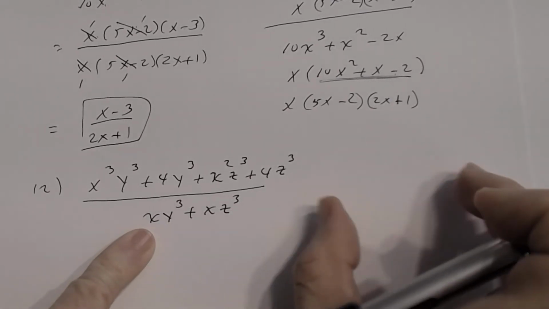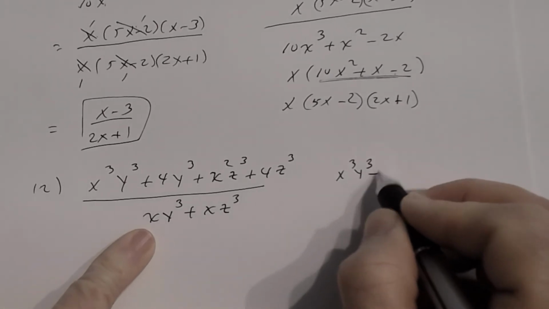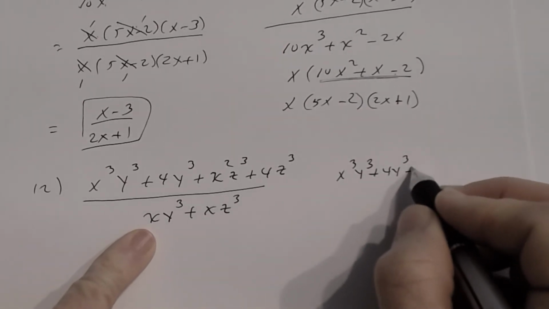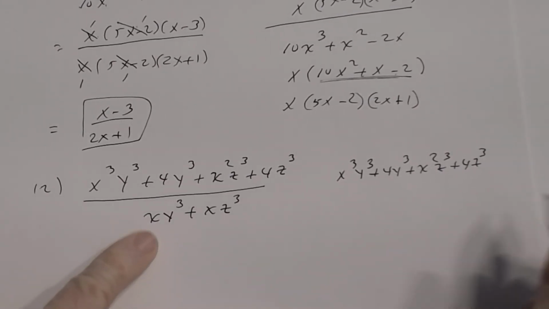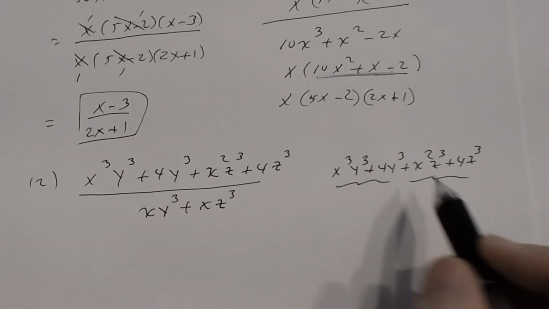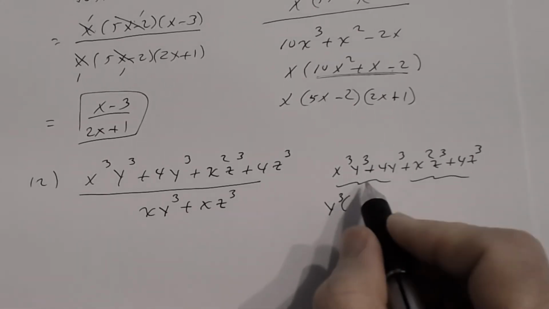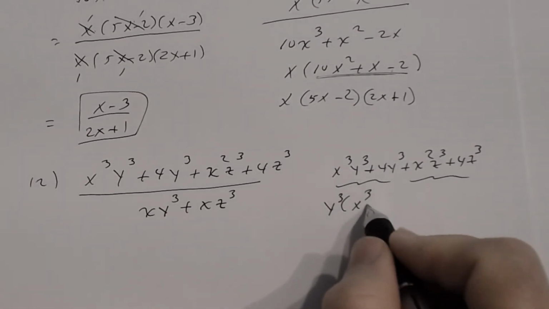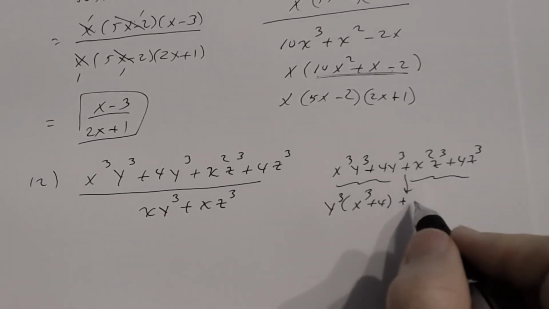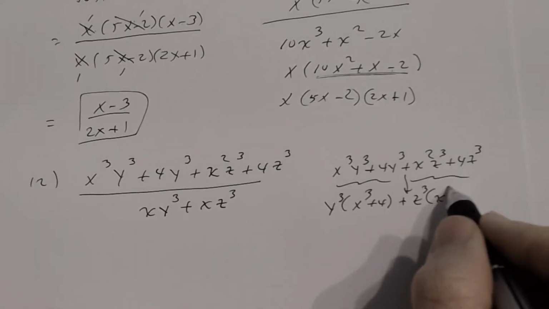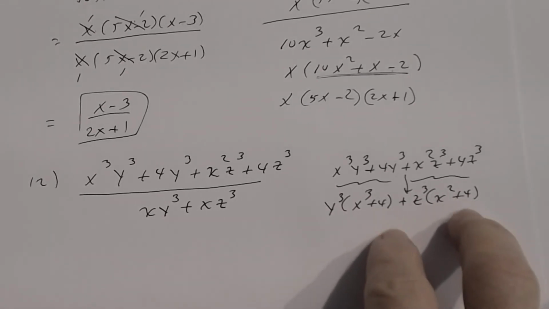I'm going to write smaller because I don't have much space here. So x cubed y cubed plus 4y cubed plus x squared z cubed plus 4z cubed. All right, so I'm going to group the first two, the last two. In the first group, it looks like I can factor out a y cubed, and I get x cubed plus 4. In the second group, I can factor out a z cubed, and I get x squared plus 4.